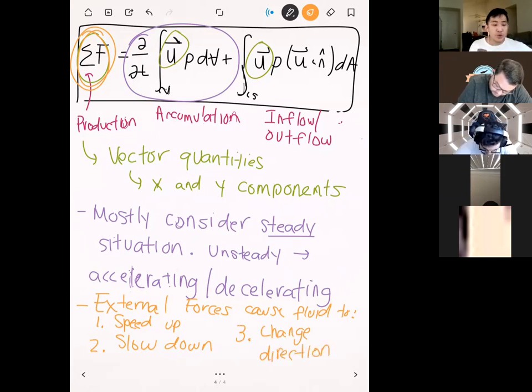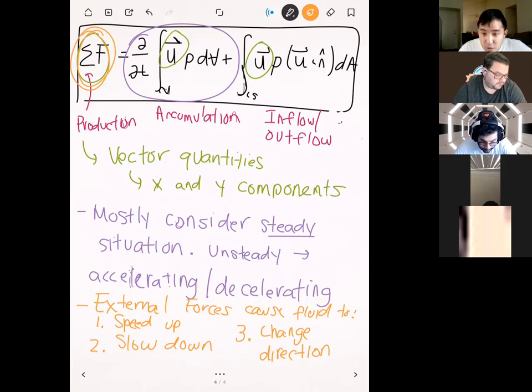Whenever you come across a fluids problem where the fluid is accelerating, or it slows down, or it changes direction, there has to be some kind of external force being applied in those cases. A lot of times what we're interested in is solving for these external forces, and this RTT expression gives us the tools to do that. Any questions on this?